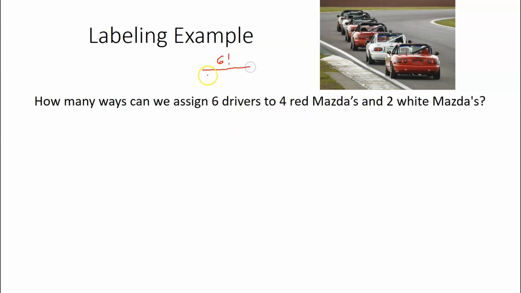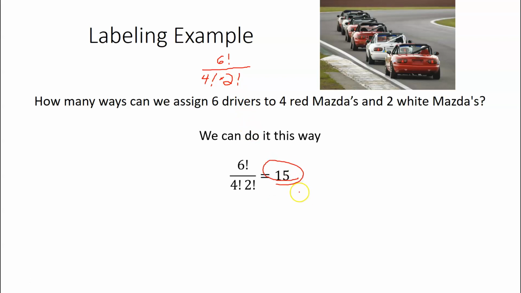How many total, factorial? Divided by, well, there are 4 red ones, and I can't distinguish between the red ones. And there are 2 white ones, and I can't distinguish between the white ones. And so I'm going to run all that through my calculator. It ends up with 15. 15 ways that we can distinguish. Obviously, if you switch the red and the white ones right here, you'd notice the difference.